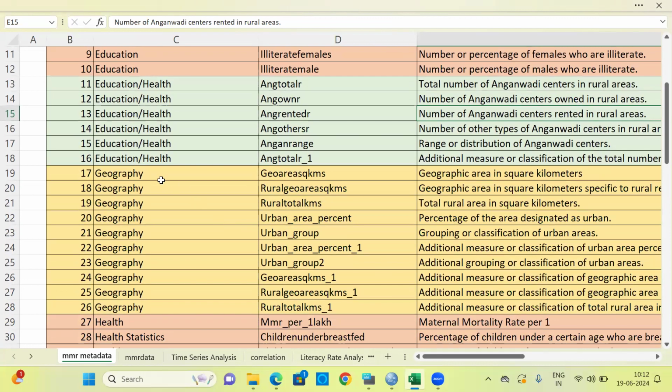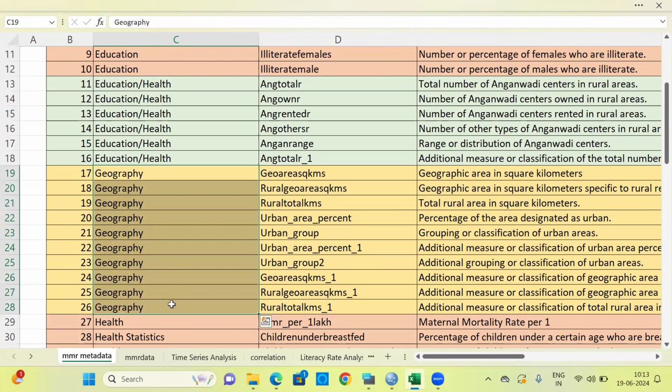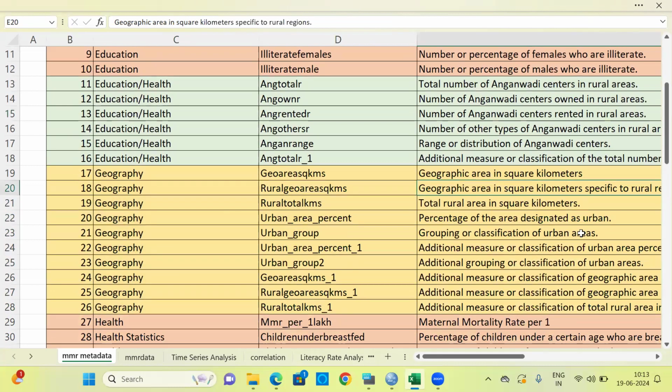I have got at least 10 variables for geography. As you can see here, all these are geographic variables. We have the geographic area in square kilometers. Then we have geographic area in square kilometers specific to rural region, followed by total rural area in square kilometer.